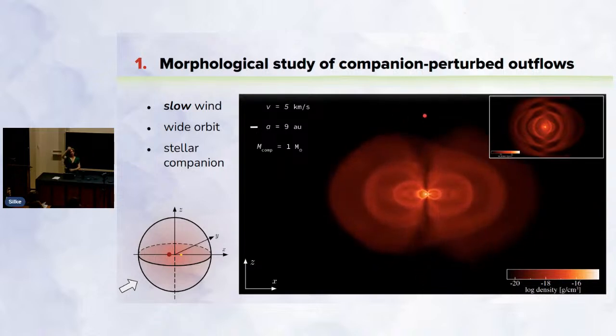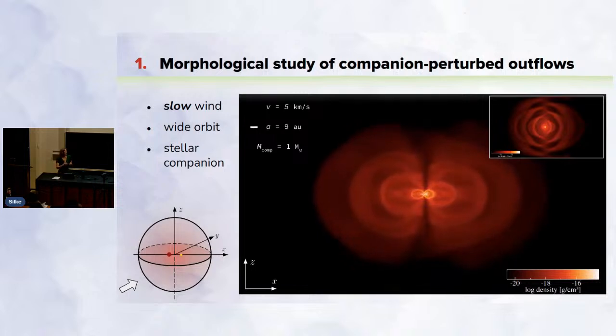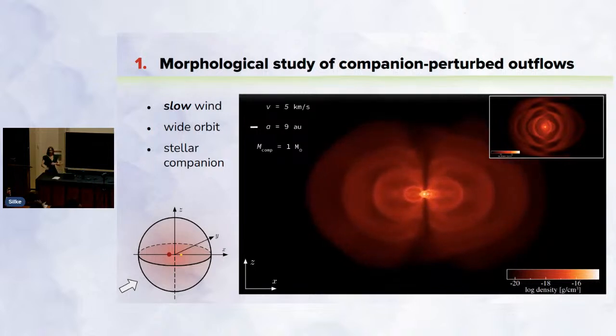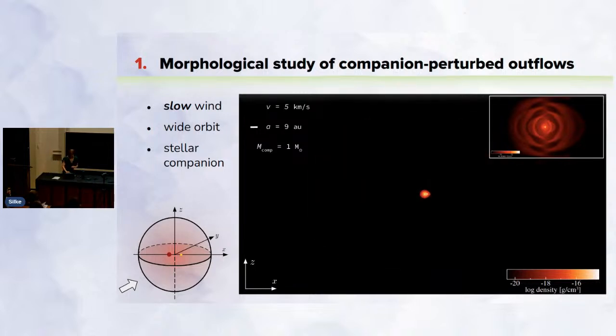There's much less material flowing out. So in this case, the bulk of the material is compressed closest to the orbital plane. And this is again because of this stronger interaction, because the wind is now flowing more slowly.